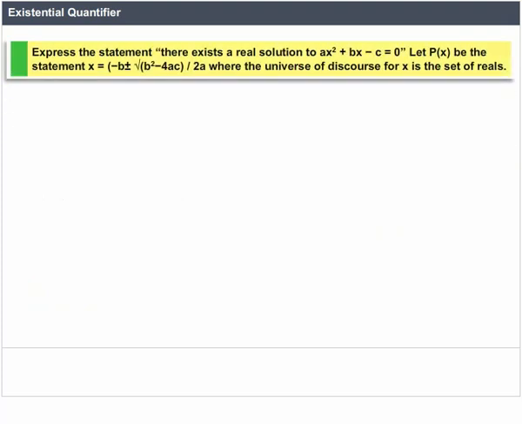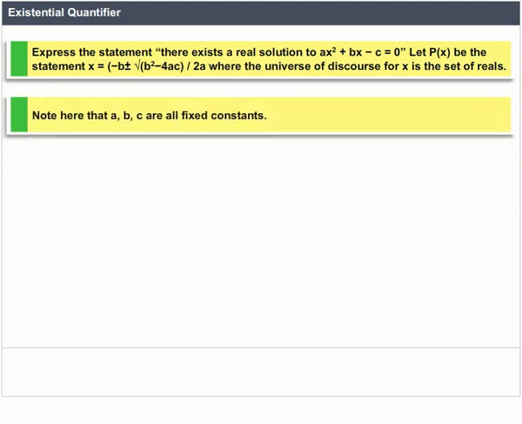Express a statement that there exists a real solution to ax² + bx + c = 0. Let P(x) be the statement x = (-b ± √(b² - 4ac)) / 2a, but the universe of discourse for x is the set of reals. Note here that a, b, c are all fixed constants.